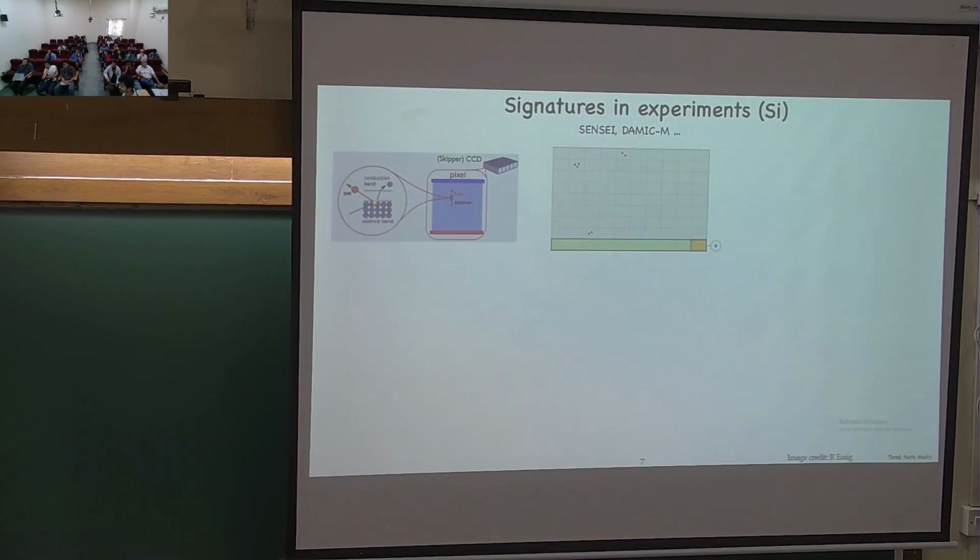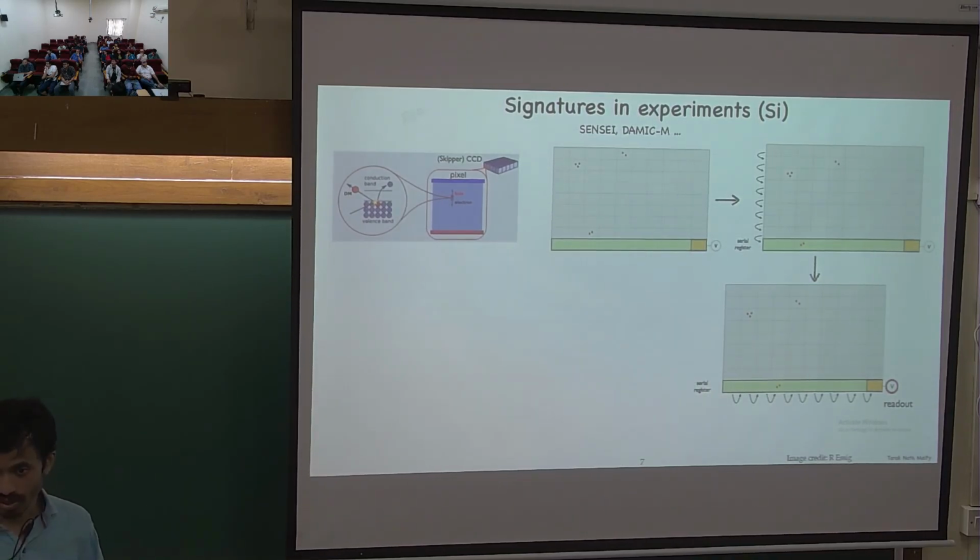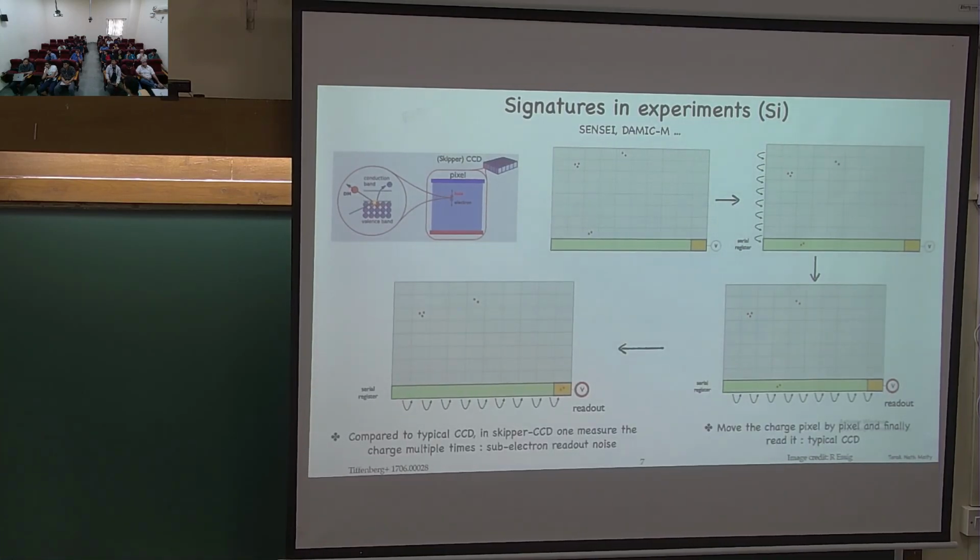Now, if you really want to read out these particular charges, you have to move these charges vertically downwards. This particular pixel, the charge moves vertically downward. Then again in the horizontal direction, this is essentially just applying voltage differences. We apply a voltage difference and keep on moving the charges, and finally we read out with some readout strategy. This is how your typical CCDs work.